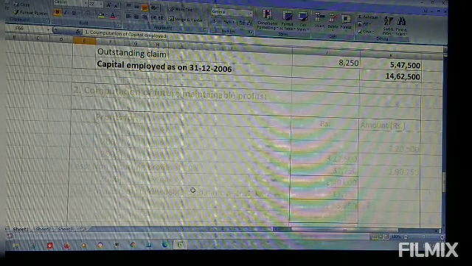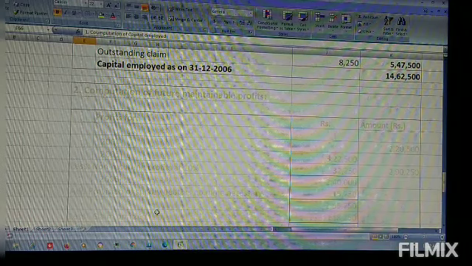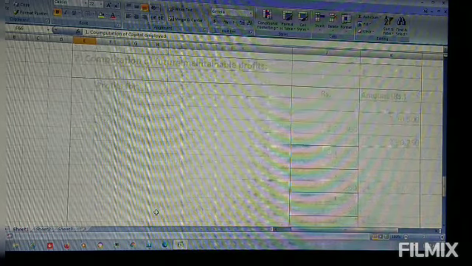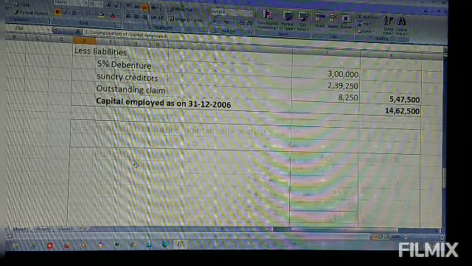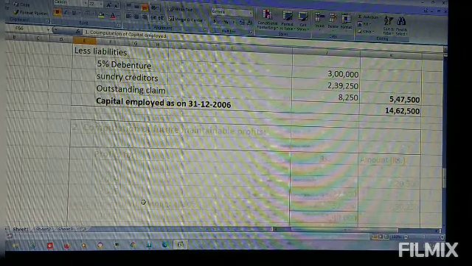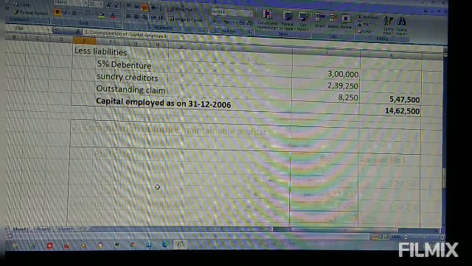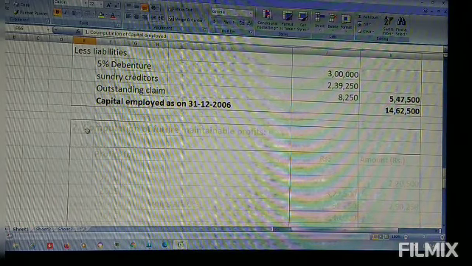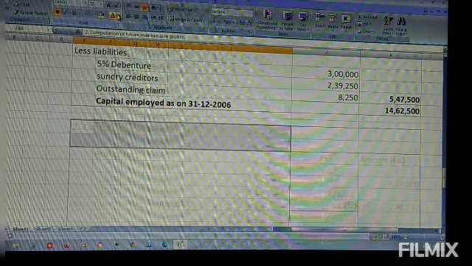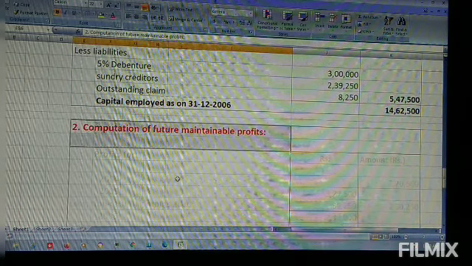Now we'll calculate the future maintainable profits. We have to find out the profit of the business and the normal rate of the existing rate, and we have to do the computation of profit. So let us write the second one, computation of future profits.